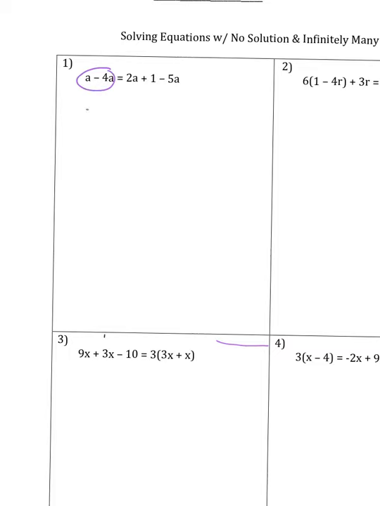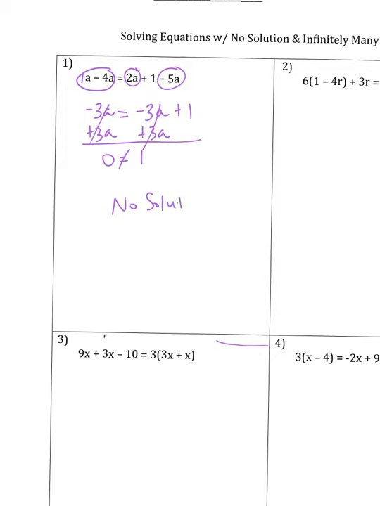A minus 4a is negative 3a because you have an invisible 1 there. And then 2a minus 5a is negative 3a plus 1. If I were to add the 3a to both sides, the 3a's would cancel. I would just be left with numbers, and those numbers make a false statement, so the answer is no solution. When you're just left with numbers, no variables, and a false equation, no solution.